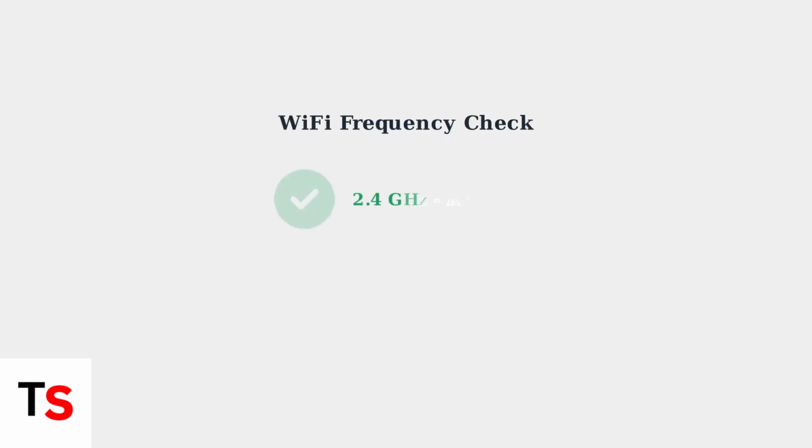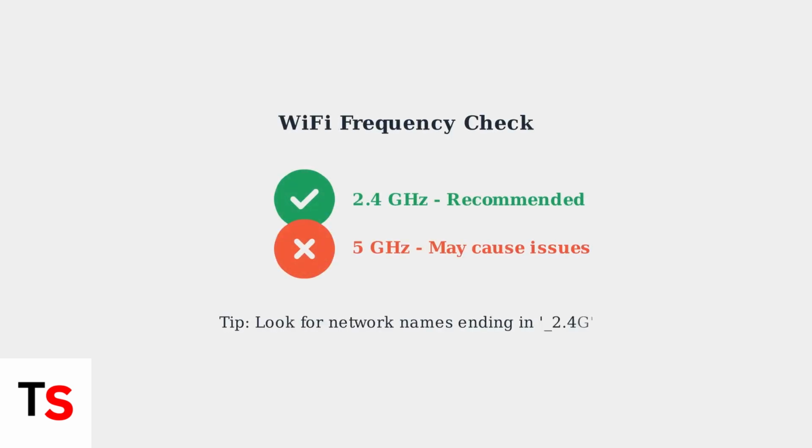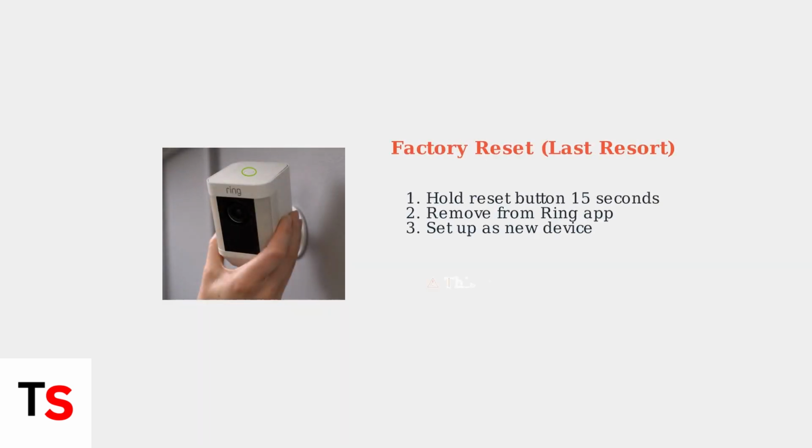Ring cameras work best on 2.4 GHz Wi-Fi networks. If your router broadcasts both 2.4 and 5 GHz, try connecting specifically to the 2.4 GHz network, as 5 GHz may cause connectivity issues. As a last resort, perform a factory reset on your Ring camera. Look for the reset button, usually located on the back or bottom of the device. Hold it for 15 seconds, then remove the device from your app and set it up again.